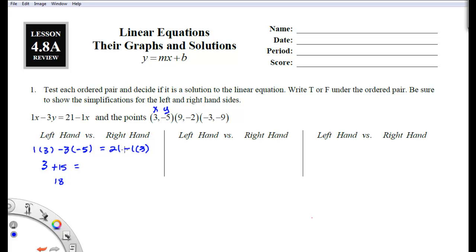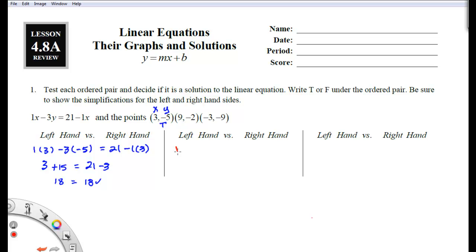Now let's do the other side. I've got 21. A negative 1 times 3 is a negative 3. And 21 minus 3 is definitely 18. So that right there is a solution. So it is a true statement. So I will write true, or T, underneath that first ordered pair. Now let's go ahead and test the next one.